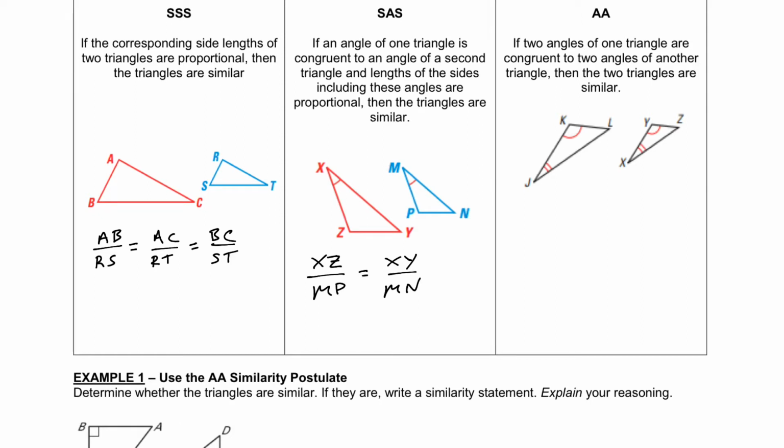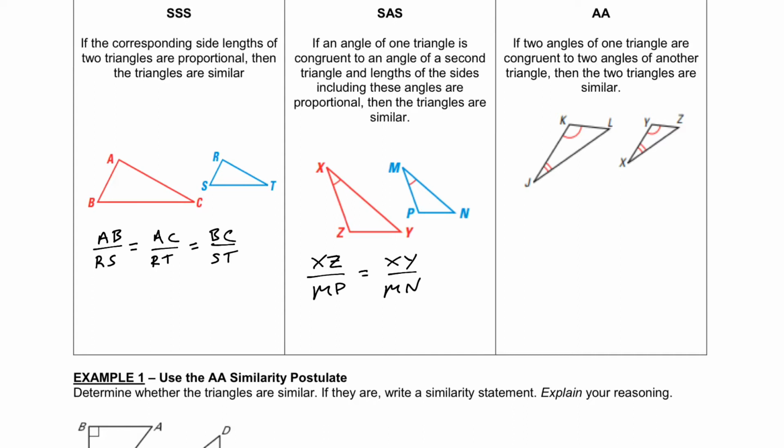To use this side-angle-side similarity postulate, we need two pairs of corresponding sides to be in the same ratio. And then notice that the one pair of angles that is congruent, in this case angle X is congruent to angle M, that angle must be included in between the two pairs of corresponding sides that are in the same ratio. That's why it's called the side-angle-side similarity postulate.